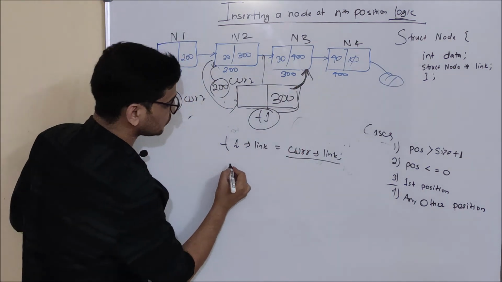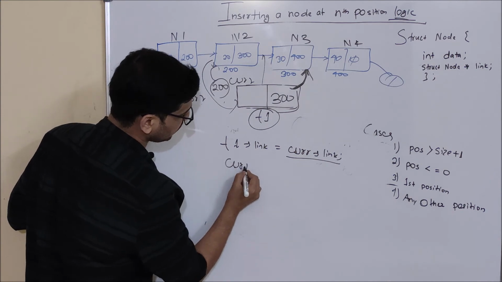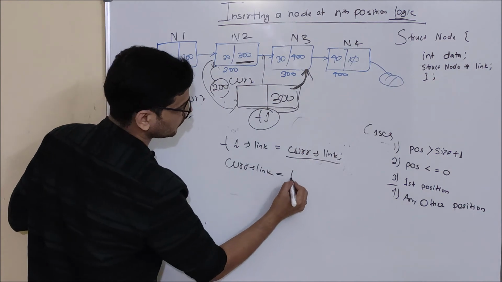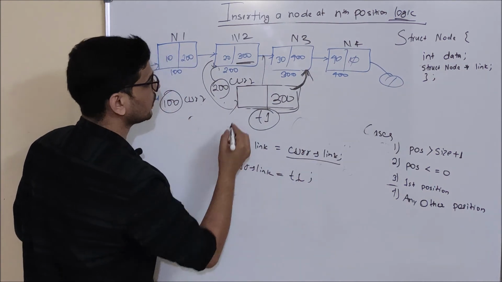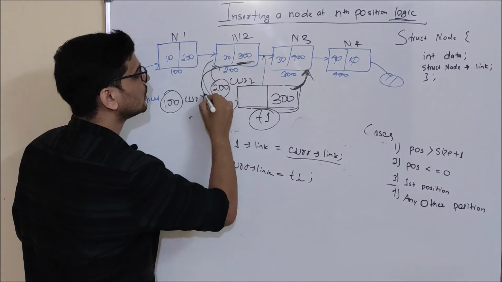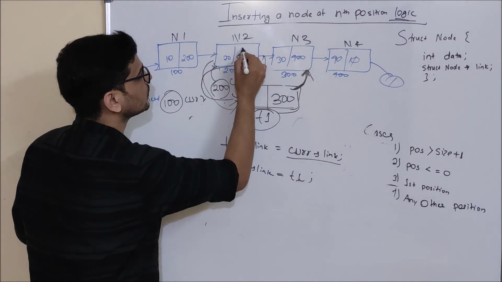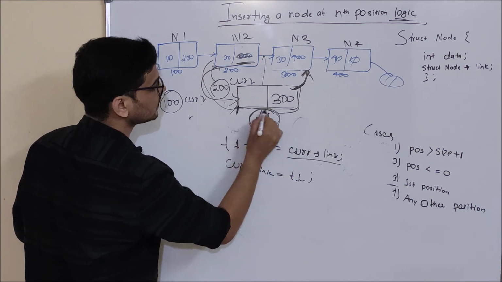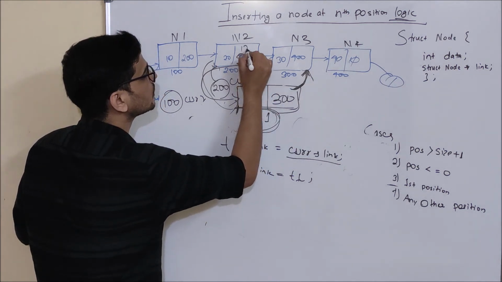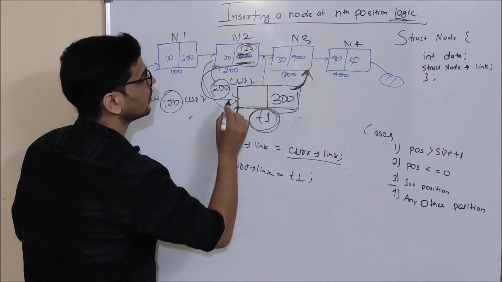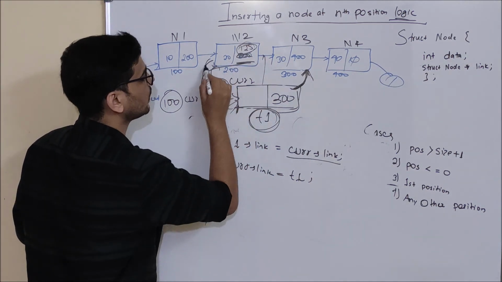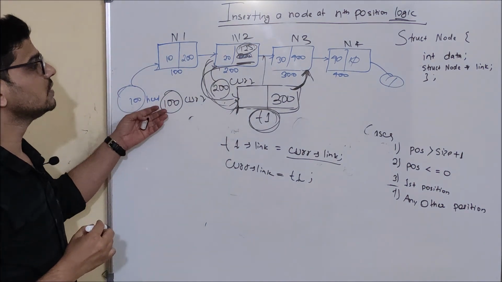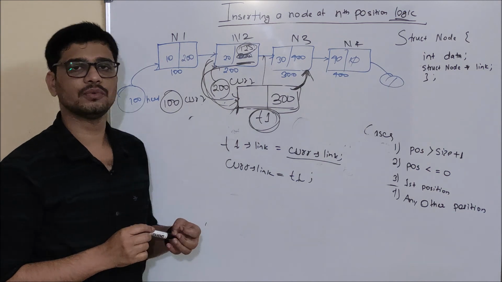And what do we need to do next? Cur dot link, that is, here I am going to update it to T1. So I will update here the starting address of this particular node, that is what is there in T1. And suppose 125 is there in T1, so it will be updated to 125, and node 2 will start to point to this particular node. So this is how we are going to insert a node at nth position in a linked list.